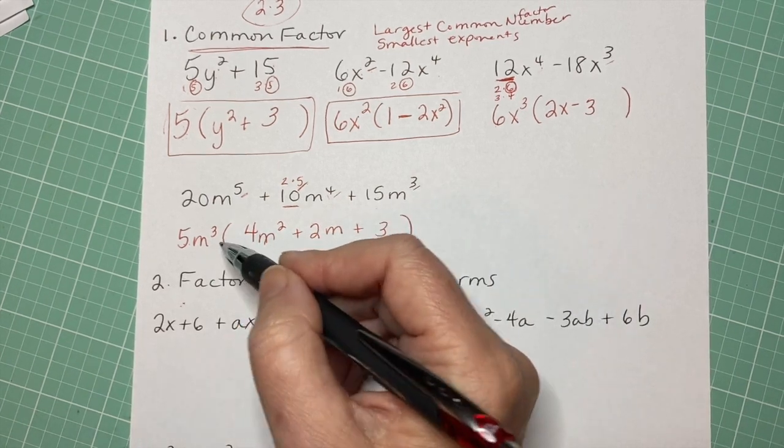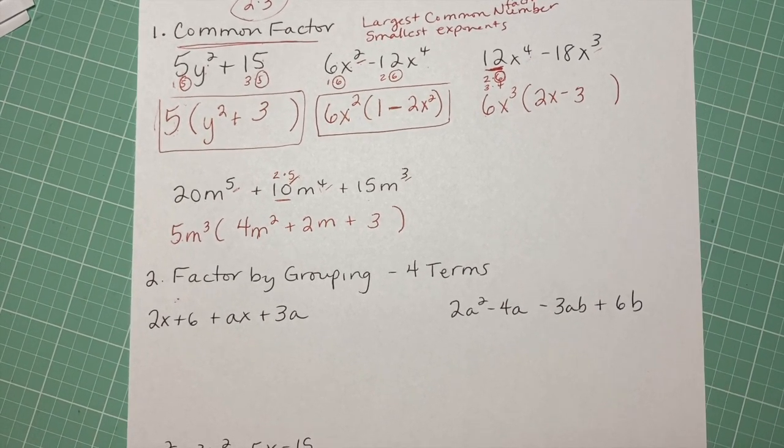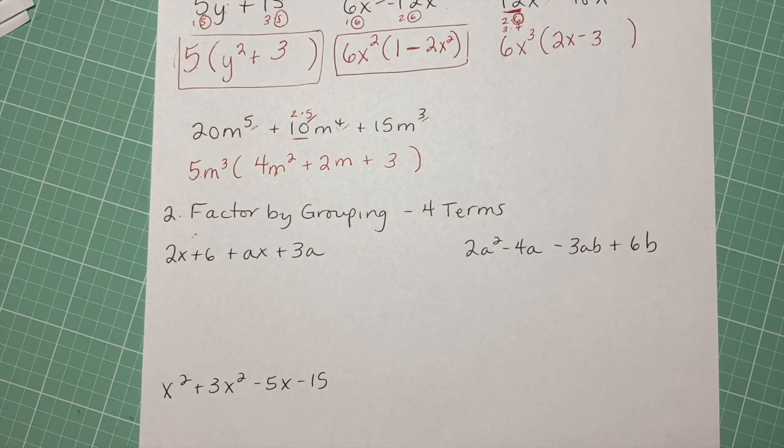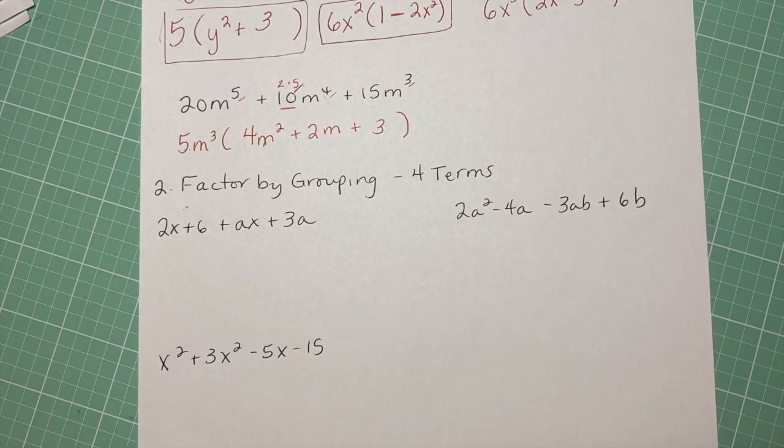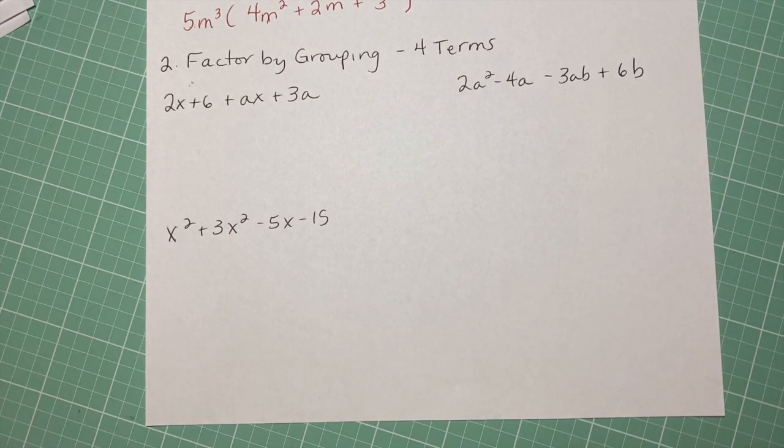And M3 divided by M3 leaves us 0 M's. So that's a common factor. So you always want to check that first. And then we'll talk about in the next lesson some different things that'll happen after that. But today we're going to look at factoring by grouping.